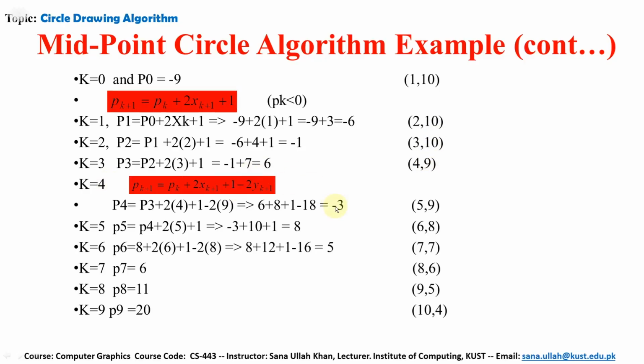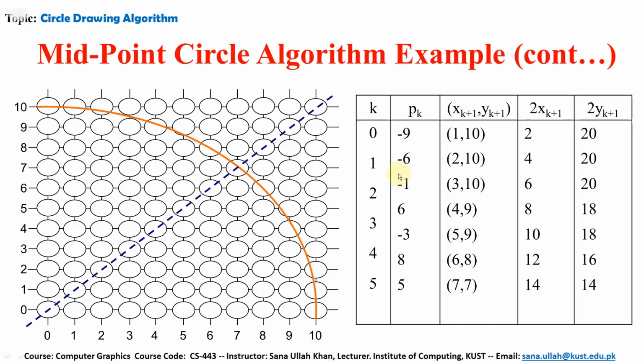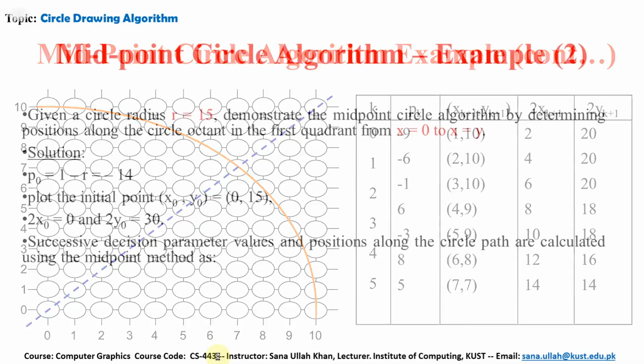So for the last one, again it is minus 3, less than 0. So x is increased with the unit interval, y remains the same, up to the last one using this procedure. So finally the table has come: k equal to 0, 1, 2, 3 and 4, with pk values, xk plus 1, yk plus 1, and 2xk plus 1, 2yk plus 1. Then we can plot like this.